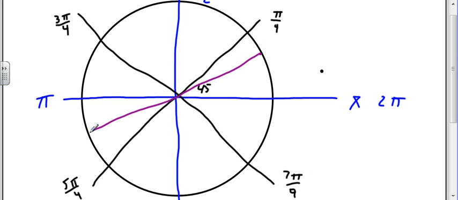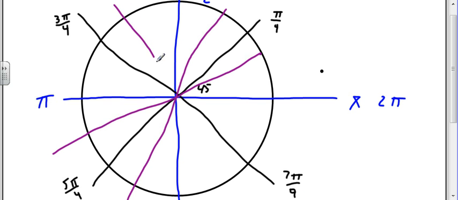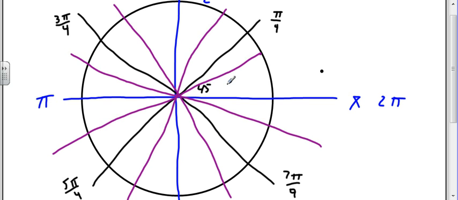And then I throw in another one right there, one over here, one over there, one over here. So I have now 30 degrees between each of these. That one's 30, that one's 30, this one's 30. So now I've got pi over 6, and I've got pi over 3.